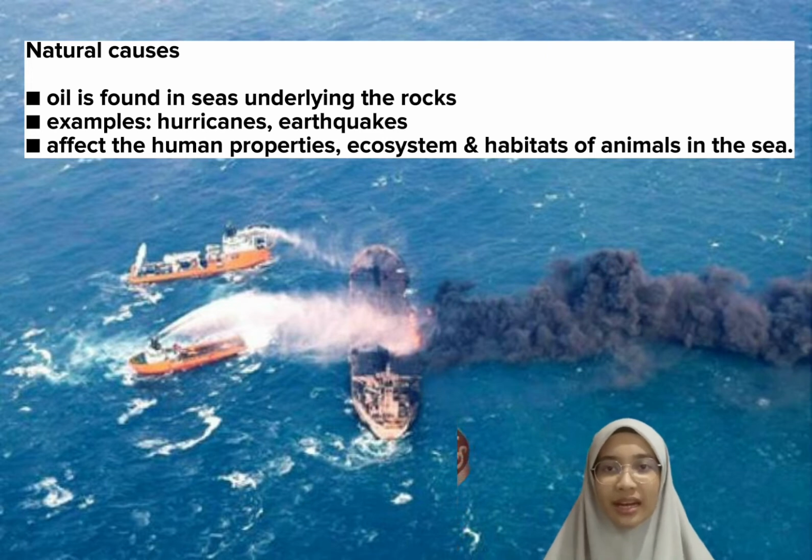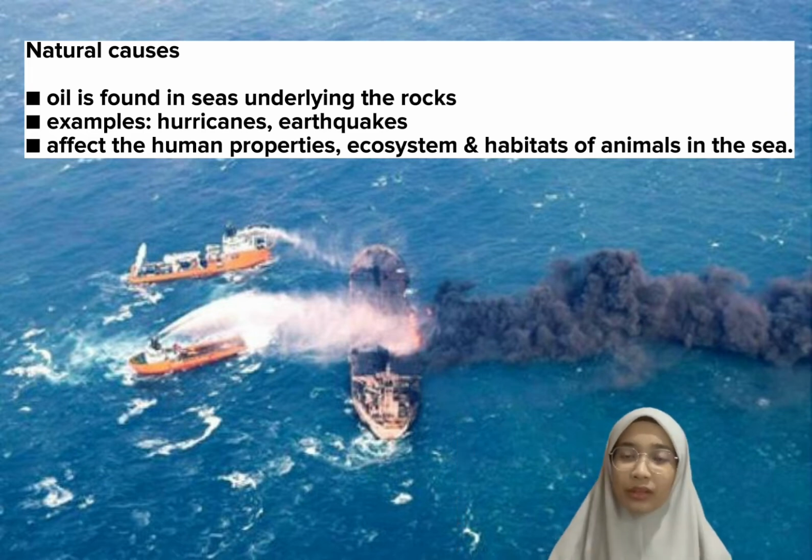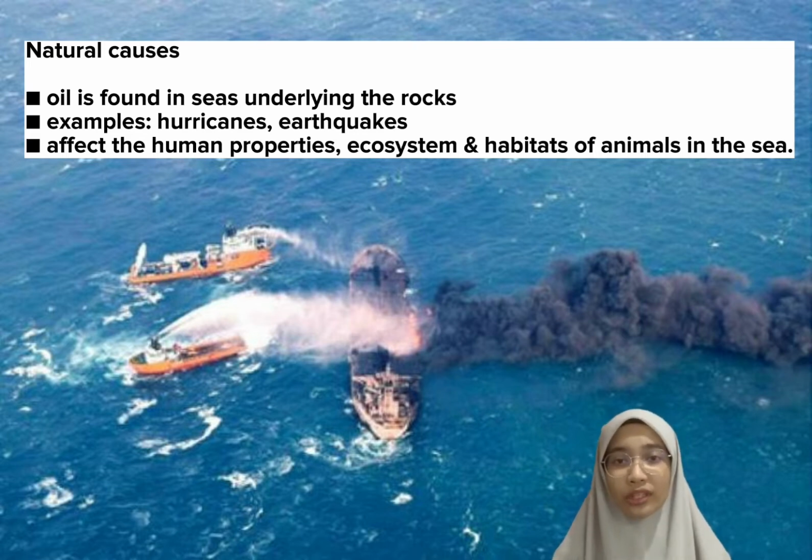In seas, the underlying rocks are found closer to the sea, hence when erosion happens, it is easier for an oil spill to happen. Furthermore, when an earthquake happens in a region where oil drilling, transportation or storage is situated, the chances of oil spills happening are high. Oil may be washed to the nearest water bodies.